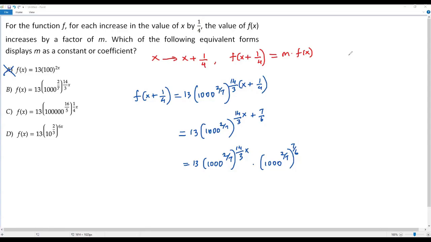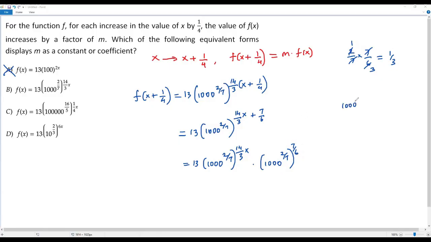Okay, now let's multiply 2/7 times 7/6. Here 7 will cancel out. 2 goes into 2 1 times and 2 goes into 6 3 times. I'm getting 1 over 3. Okay, when I multiply these two exponents, I'm getting 1 over 3. When I take this 1 over 3 as the exponent for this 1000, I am getting 10 as a result.